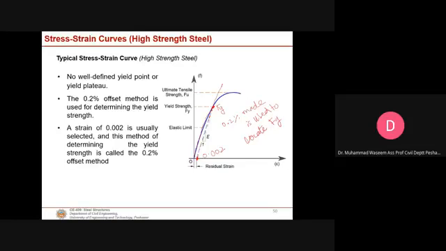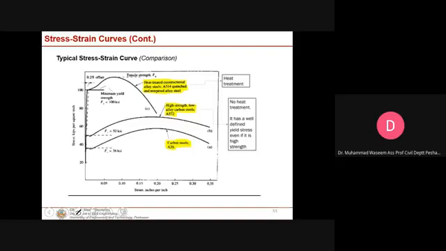Because the Fy is not visible, over here we know that this is the peak point, so this is the Fu, and this is the Fy. So for high strength steel, we use the 0.2% offset method to locate the yield stress or yield strength. Is that clear to all of you? Yes, sir.